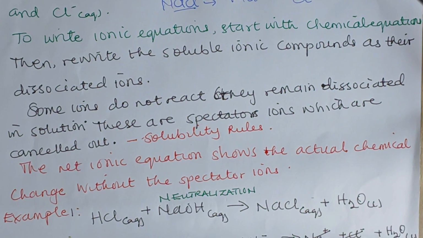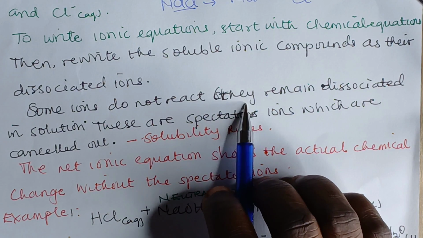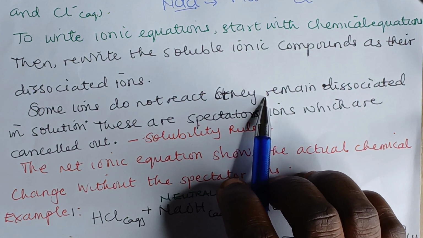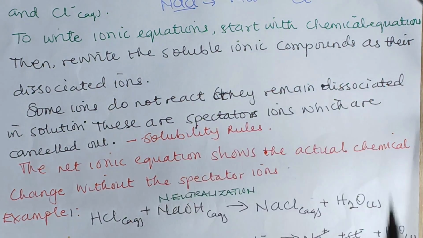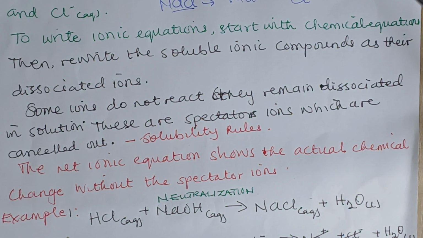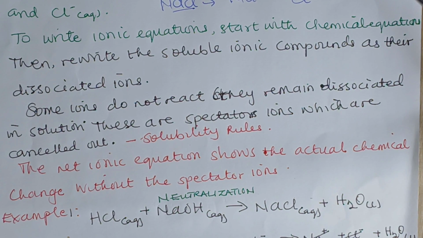For instance, some ions do not react generally, so we need to understand the solubility rules. They remain dissociated in solution. We call them spectator ions, which are cancelled out.